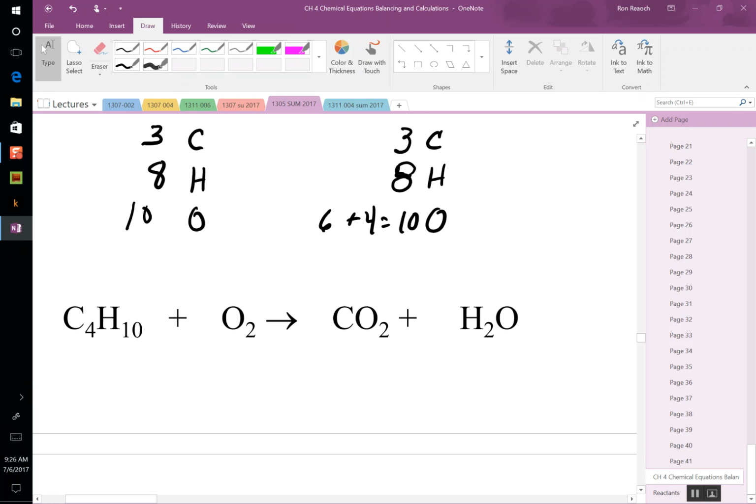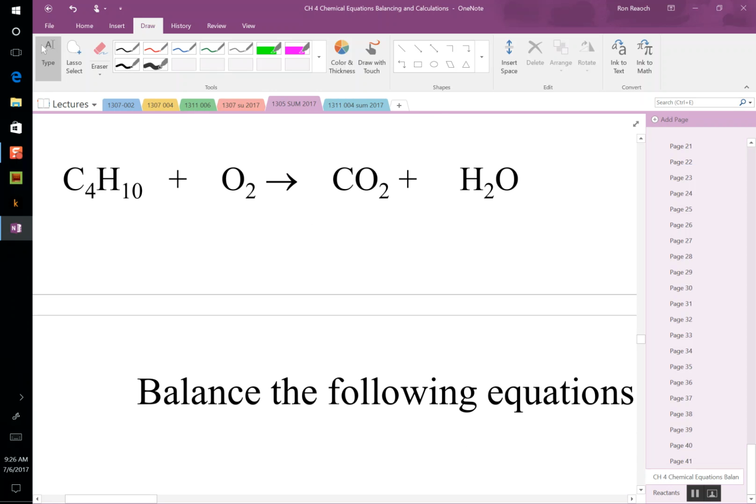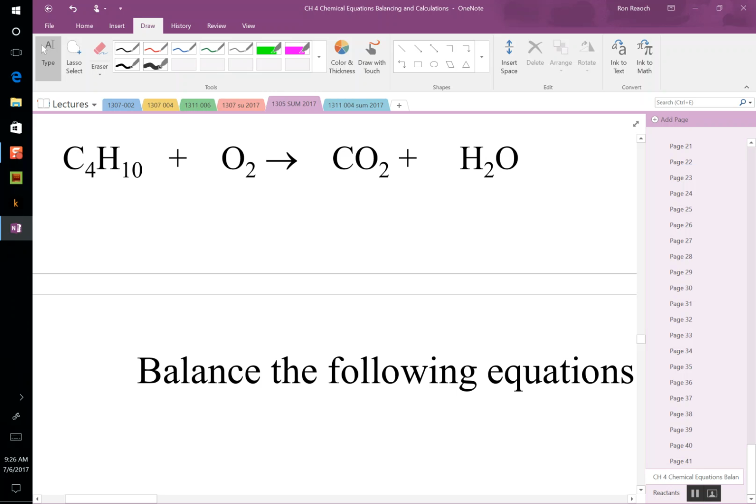All right, now this very next one is butane. So go ahead and, all right, this one's going to give you a little bit of trouble, but use that method to do butane.